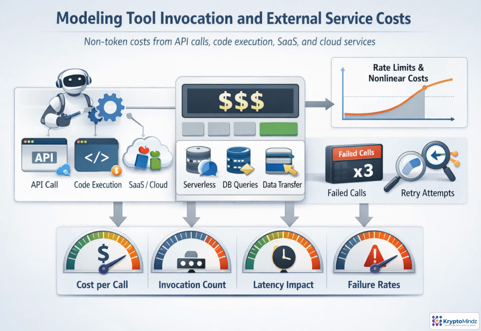Token spend is only one part of an agent's cost. Each tool invocation can create a separate charge: search API fees, database queries, serverless runtime, data transfer, SaaS transactions, or internal service load. Model tools as metered resources. Estimate the unit cost, how often the agent calls them, what happens when calls fail, and whether retries multiply the charge. Also, watch for nonlinear pricing, rate limits, and minimum fees. A cheap call can become expensive when the agent explores repeatedly, duplicates work, or chains tools without control.